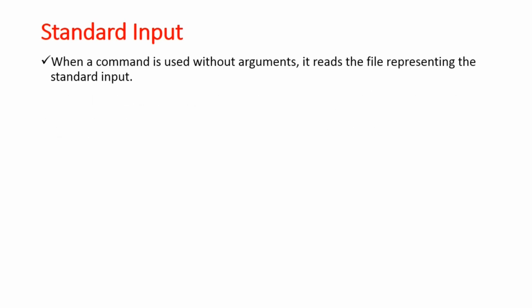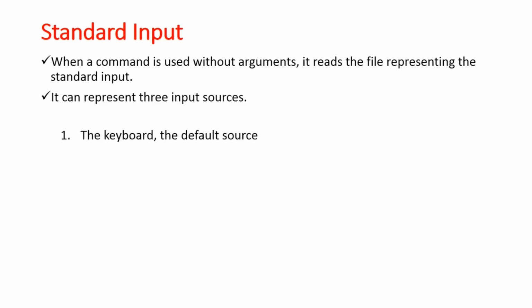When a command is used without arguments, it reads the file representing the standard input. It can represent three different input sources. The first one is the keyboard, that is the default source. Using a keyboard the user can give the input. One example here is the wc command without any argument to print the word count. This input you are giving using the standard input, that is the keyboard.